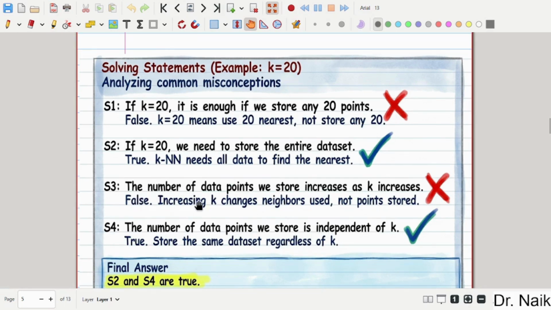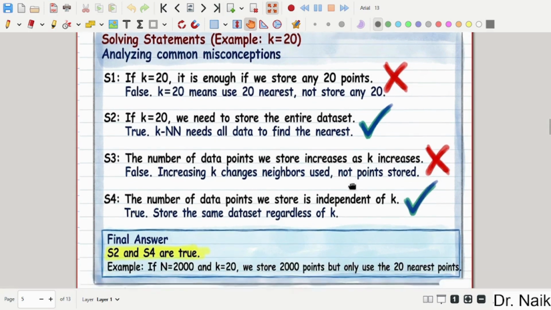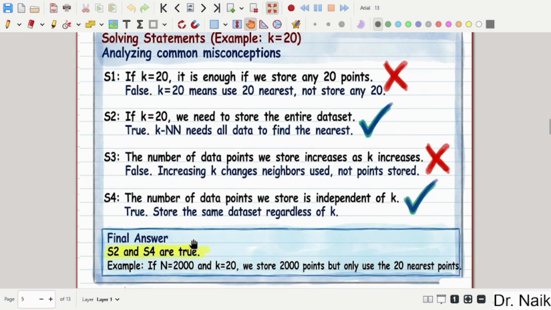Statement 3 says the number of data points we store increases as k increases. This statement is false because increasing k changes the neighbors used, but it doesn't affect the points stored. Statement 4 says the number of data points we store is independent of k. Yes, this statement is true. We store the same data set regardless of k.